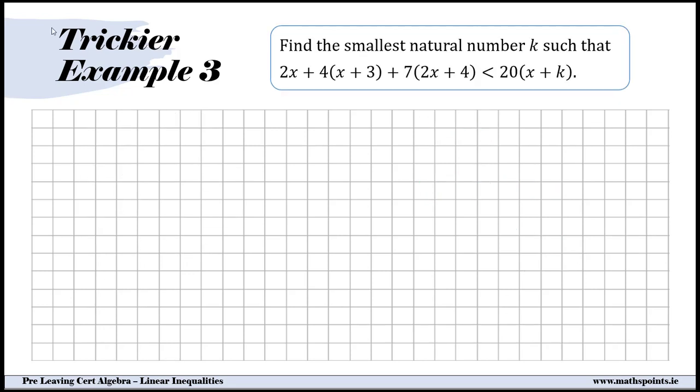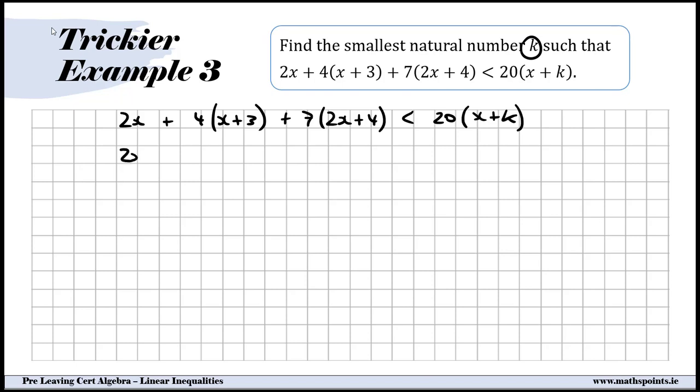Question 3 is an interesting question that asks us to find the smallest natural number k such that (2x + 4)(x + 3) + 7(2x + 4) is less than 20(x + k). What's interesting about this question is we have two letters in the question. We have x's and we have k's, and we're asked to find k. So the question arises, what happens to the x in the question? We'll see as we multiply out the brackets and simplify each side.